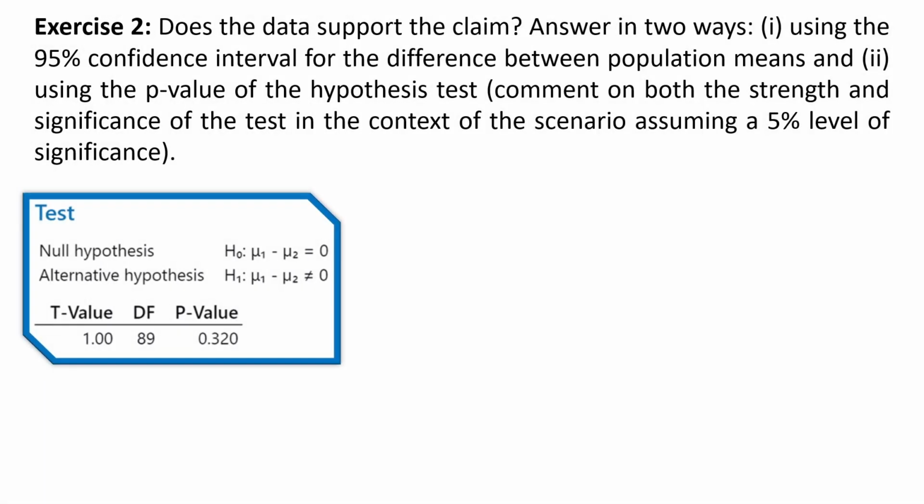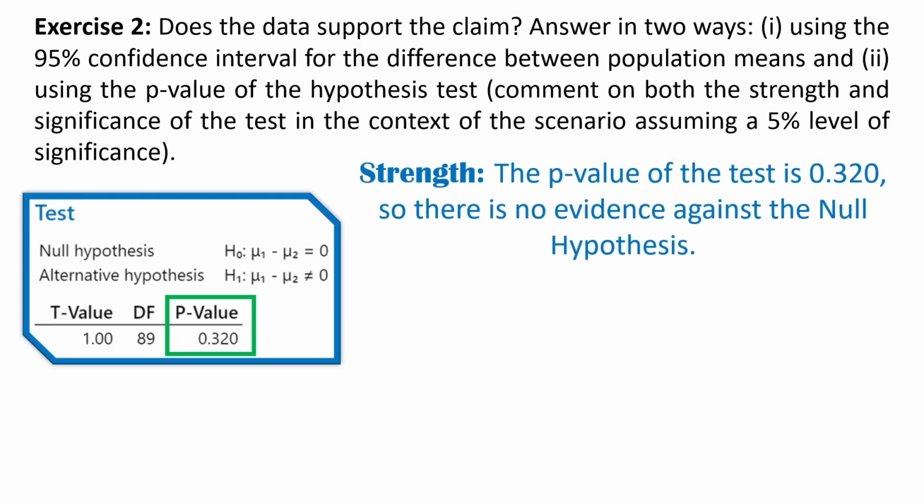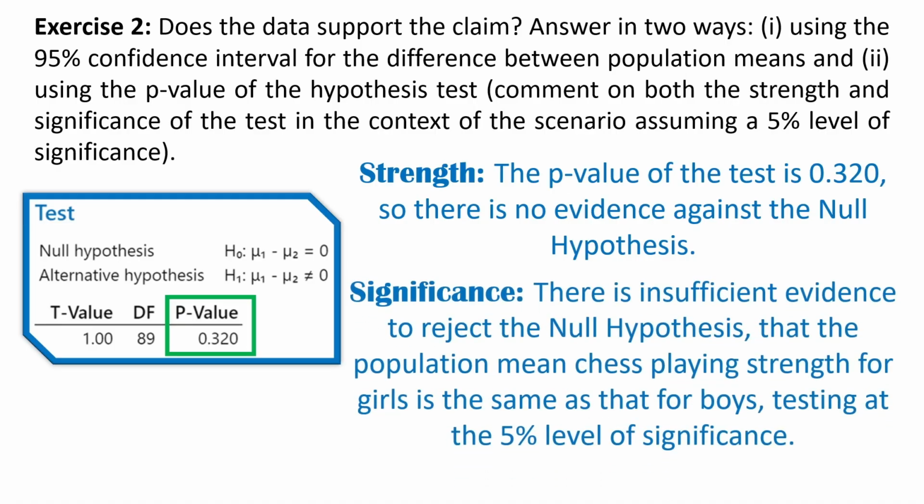Looking at the test statistic, take that back, we did calculate the test statistic. Looking at the strength and significance, we just need to check out that p-value and compare that with the level of significance. So first of all, for strength, the p-value of the test is 0.32, and so there's no evidence against the null hypothesis. It's a very large p-value. For significance, there is insufficient evidence to reject the null hypothesis that the population mean chest playing strength for girls is the same as that for boys, testing at the 5% level of significance.